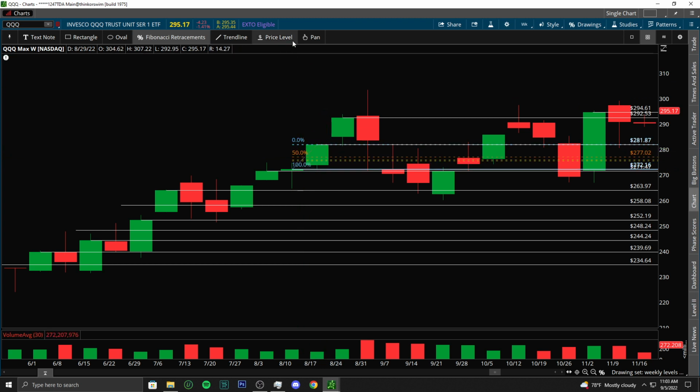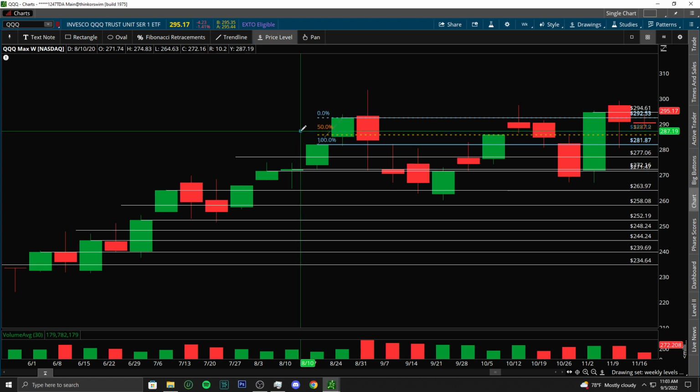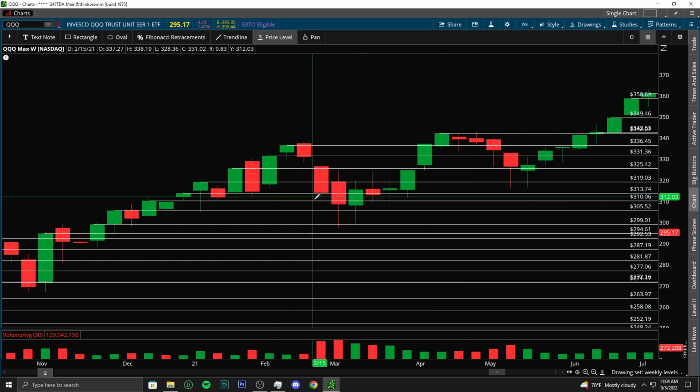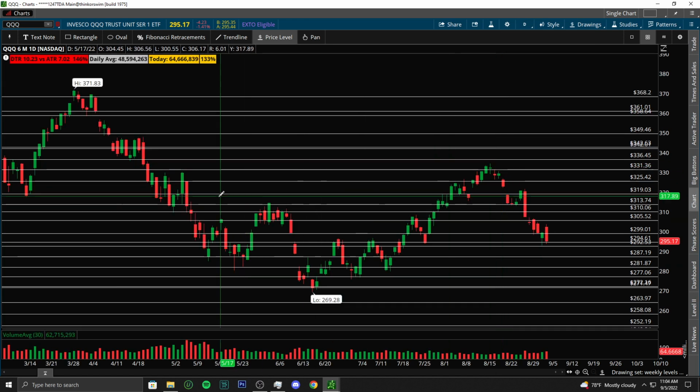So I don't like this range. Let's fix that. I don't like this range. Let's fix that. It looks like everything else is fine. I like the distance between a lot of these levels here. Let's go back out to the daily.